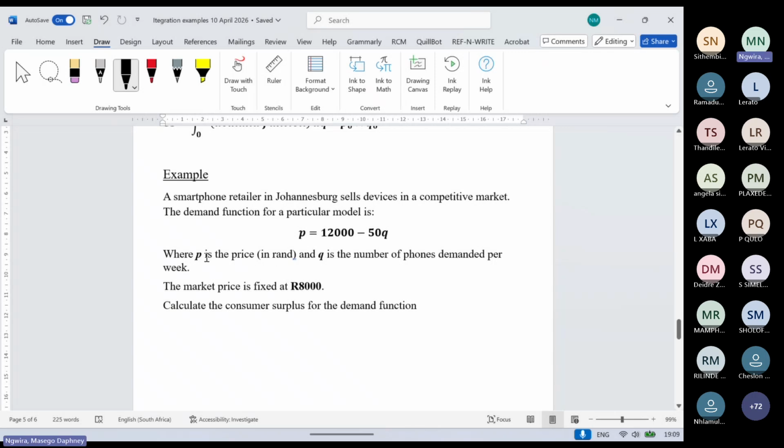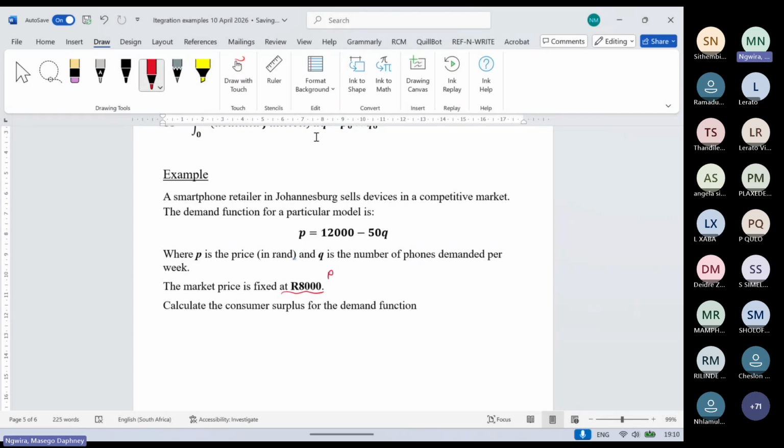All right, so before we calculate, we need to find our Q. We need to solve for our Q, and we must also have our P. So we are going to start by solving for P and Q. So P is equal to this. Then we said that the market price is fixed at this, so our P is 8,000. This will be our P because it's the price.